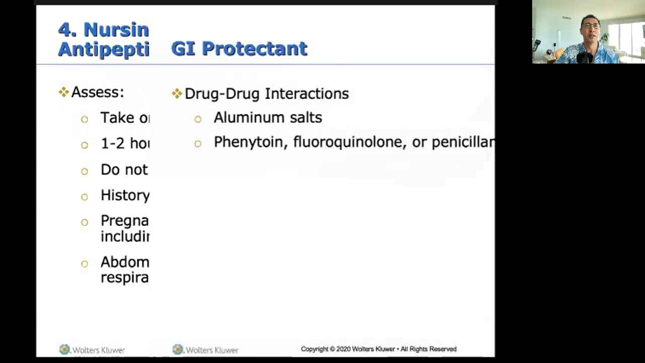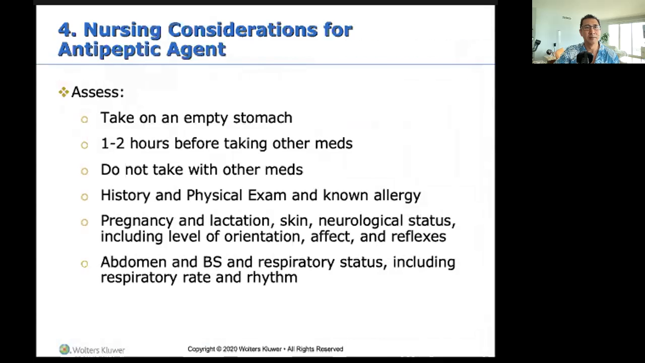What do you need to know about this antipeptic agent? Take on an empty stomach. If you haven't figured it out yet, all of these medications I've been talking about cannot be mixed with any other drugs because they provide a coating. I cannot coat my stomach and give my stomach a lining and then take something else. Whatever I took, nothing happens to it, or maybe I might get 50% of the efficacy of the medications. Do not take with any other meds.